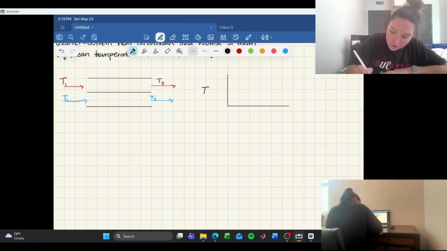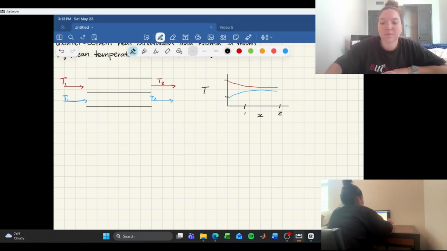It's going to be temperature versus position. So the hot stream is going to start hot and get cooler. And the cold stream is going to start cooler and get warmer. They're going to end around the same temperature.